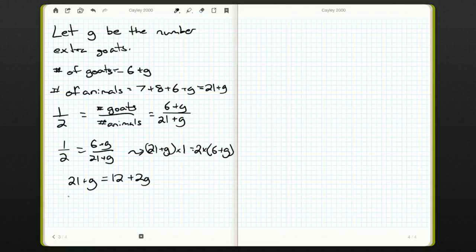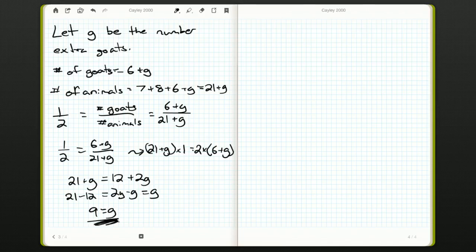So let's rearrange. We can take 21 minus 12, so we subtract 12 from both sides, and let's subtract G from both sides. And we eventually argue ourselves down to G is going to be 9, so she should get 9 extra goats. So fortunately we have a whole number of goats. That makes sense to us.